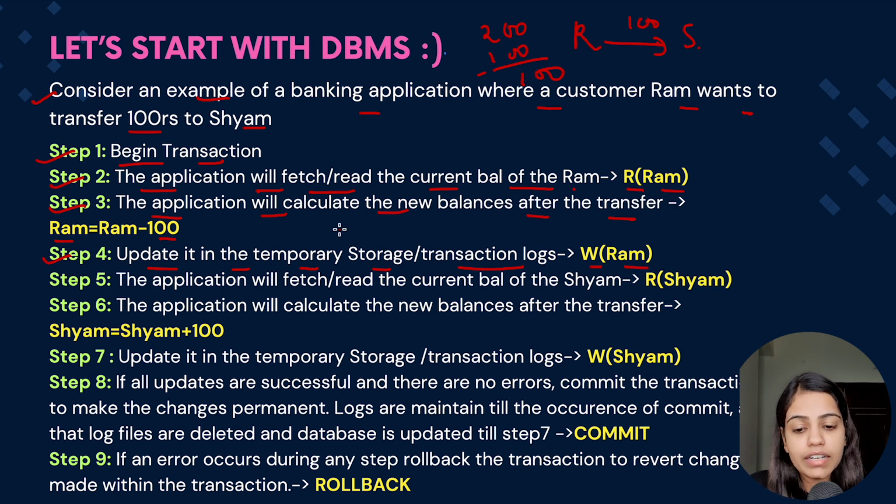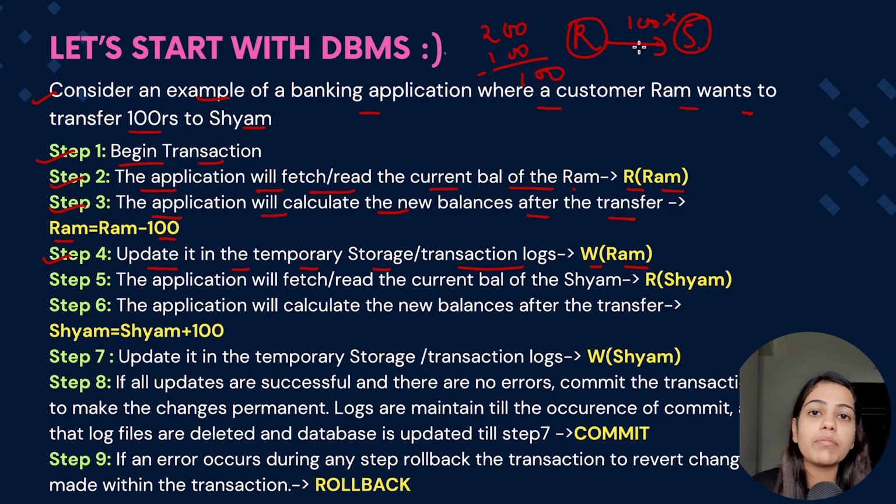So why are we updating it in the temporary storage or transaction logs? Because if we are deducting something from Ram's balance, this amount should be transferred to Shyam. If at any point while transferring there is a failure, we need to take care that only if the transaction is successful, we go ahead and update the database. Before that, update it in the transaction log so that we have logs of everything, but we are not updating any inconsistent data in the database.